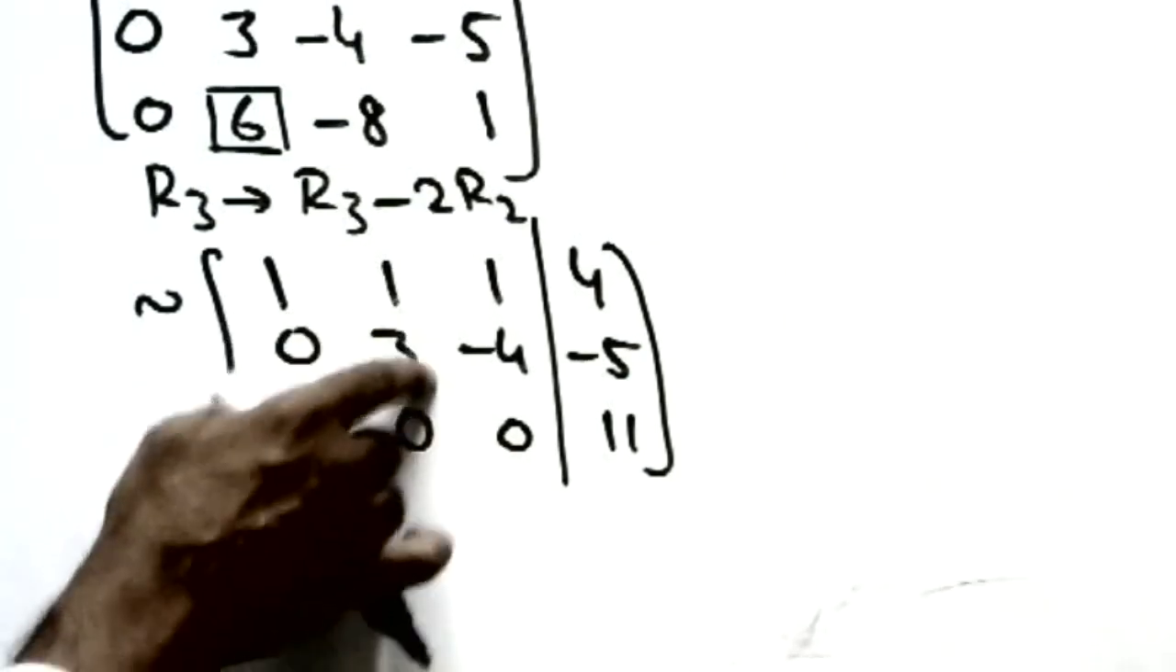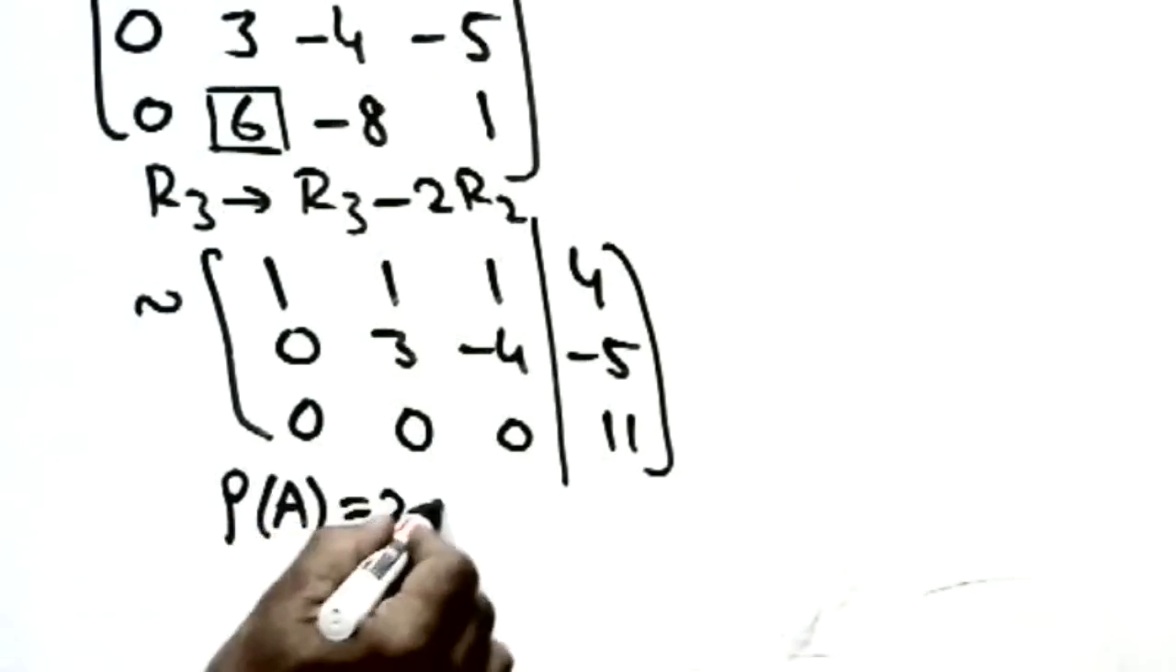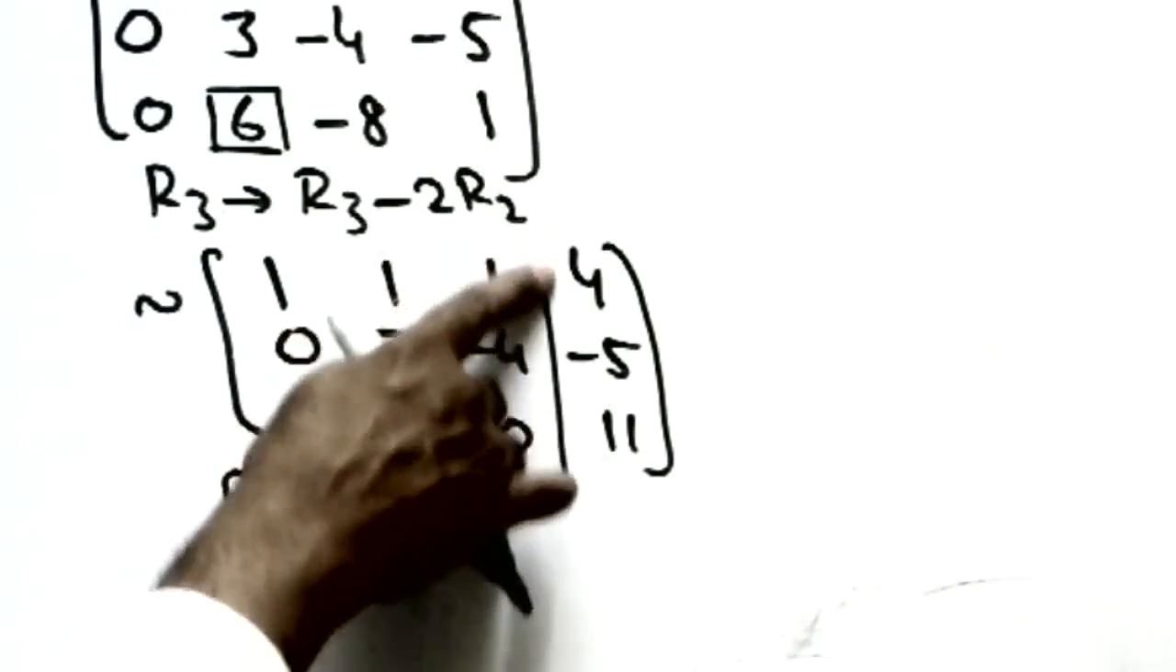Because this is 0, all these 3 zeros. So the rank of A will be 2. Rank of A equals 2.